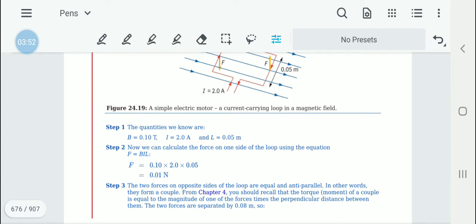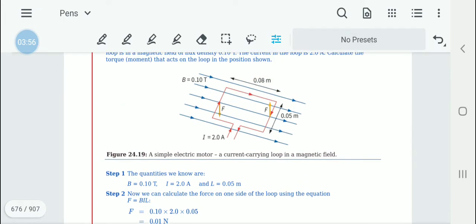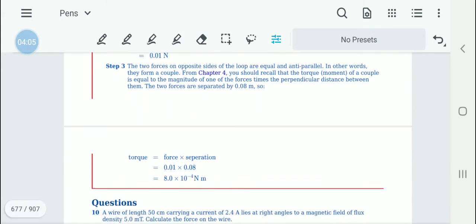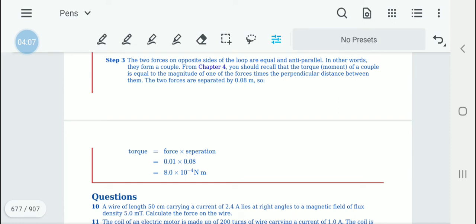The two forces are separated by 0.08 meters. That is something they have provided, right? So as a result, to find the torque, we multiply the force by the separation, 0.01 into 0.08. That gives us 8 into 10 to the power minus 4 Newton meters.